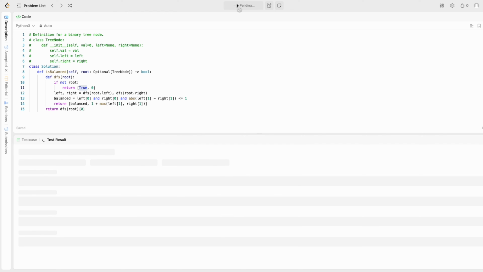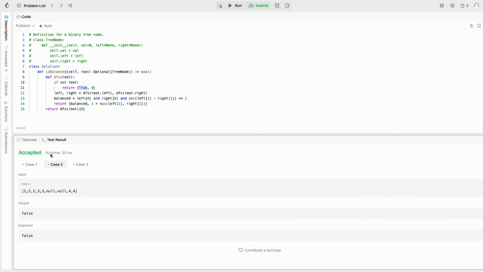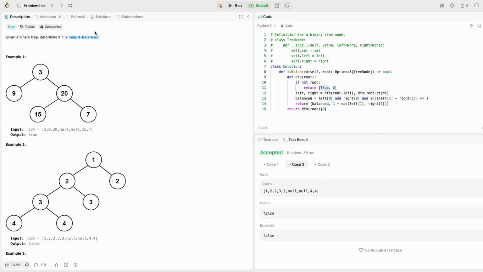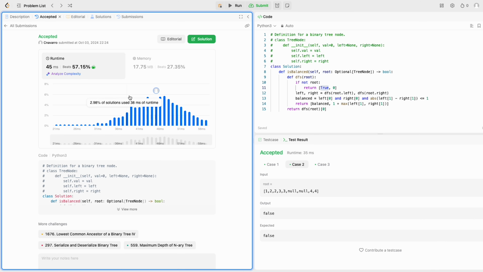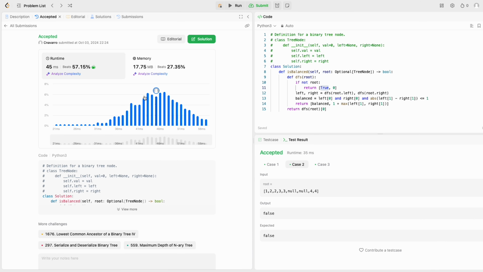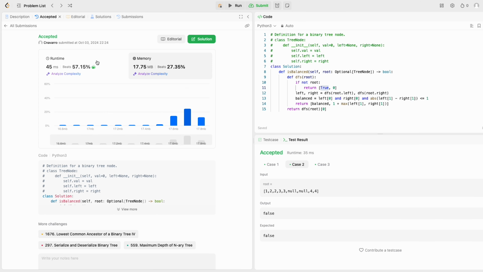So let's try running this. And perfect, it accepted it. And let's look at this, submit it, and perfect, we see that it was accepted. And now let's look at the walkthrough.